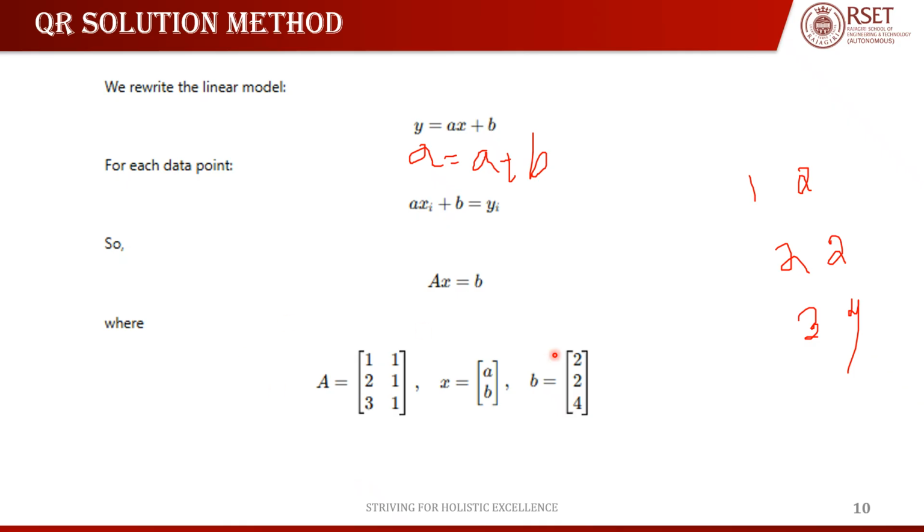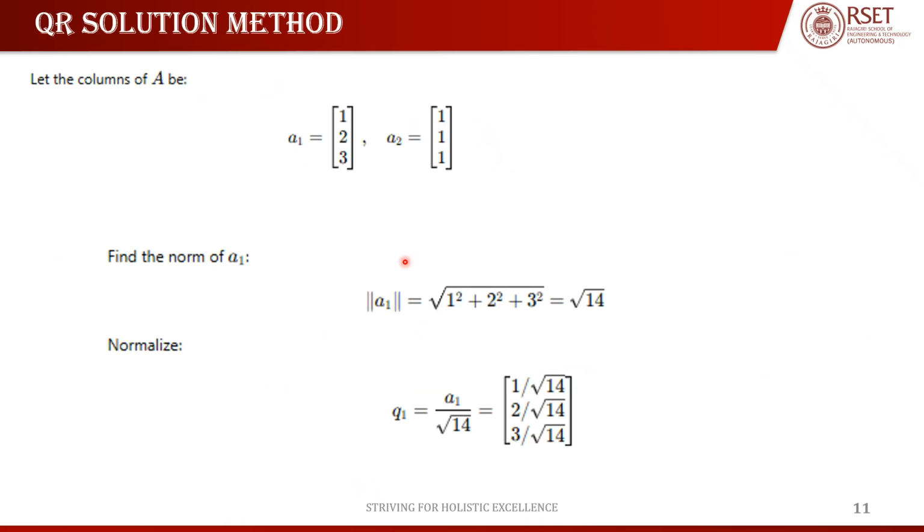Okay, so after you have the matrix, we can just take the columns. a1 will be 1 2 3, your a2 is 1 1 1. Now what we do, we'll just find the norm of a1. For the first column we find the norm, and then divide a1 by it, and hence you have q1.